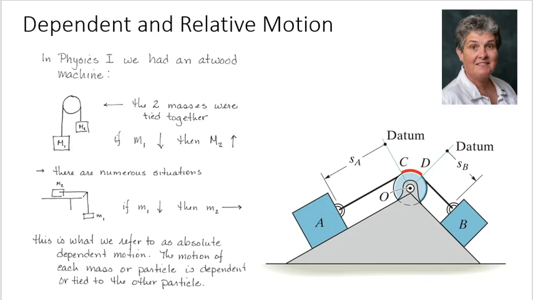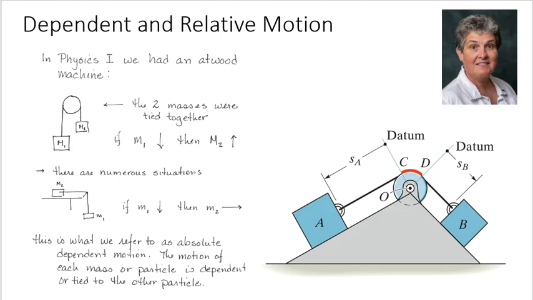All right, to finalize this chapter, we need to cover two more topics. One is related to dependent motion and the other is related to relative motion. So think about that Atwood machine that we looked at in General Physics 1. In that machine, we had two masses tied together. They were physically connected by a rope or a cable.